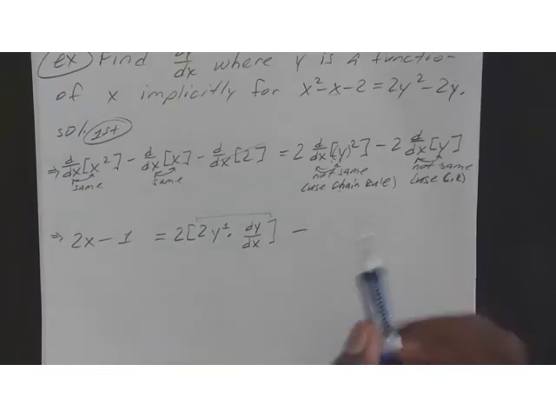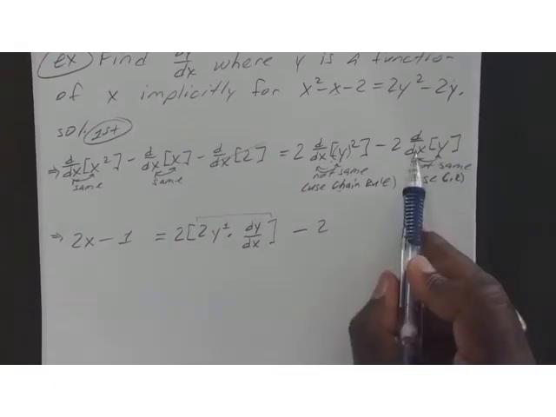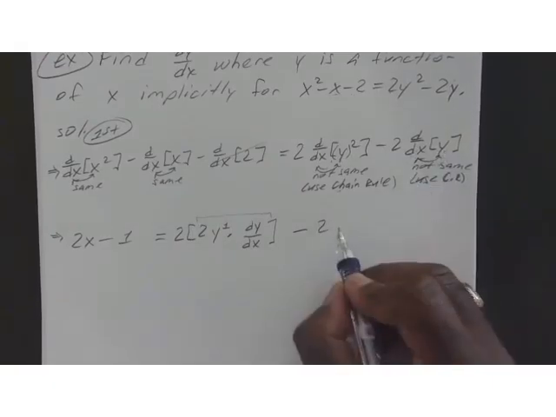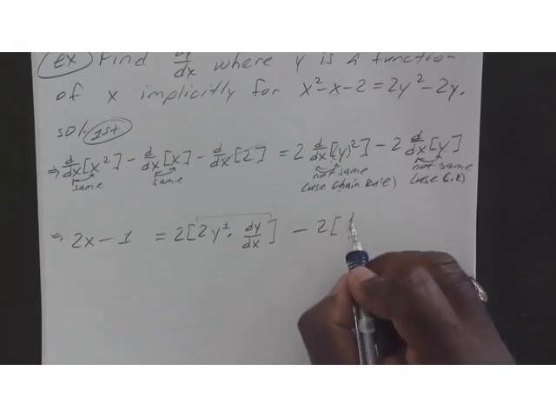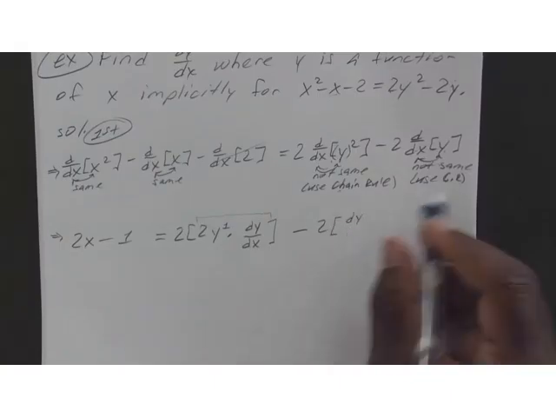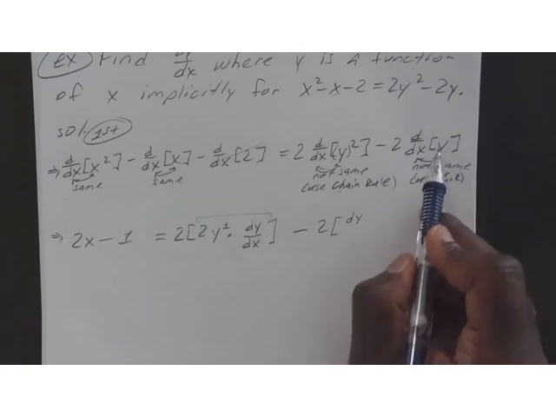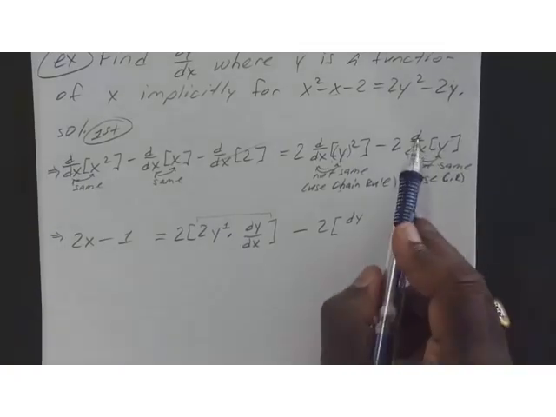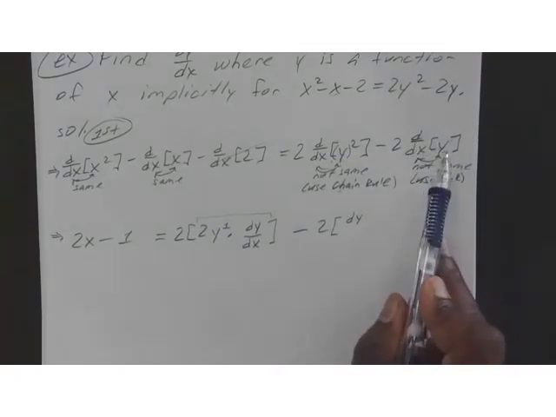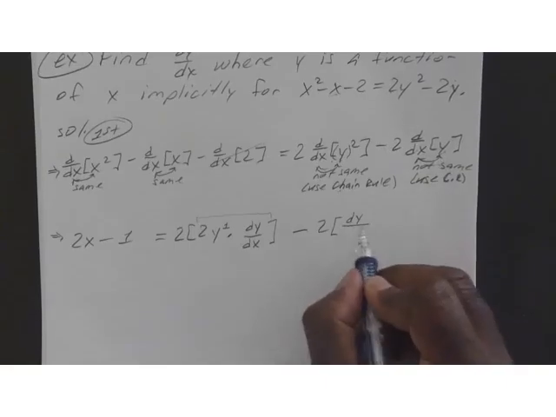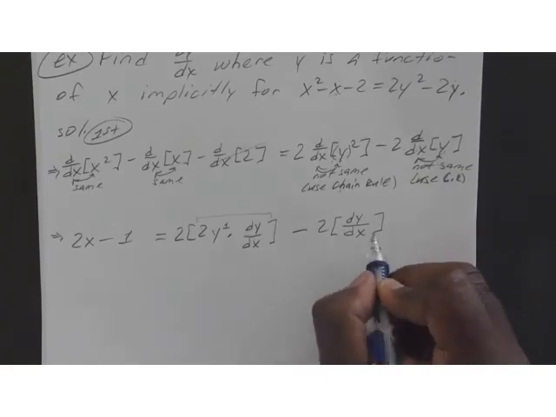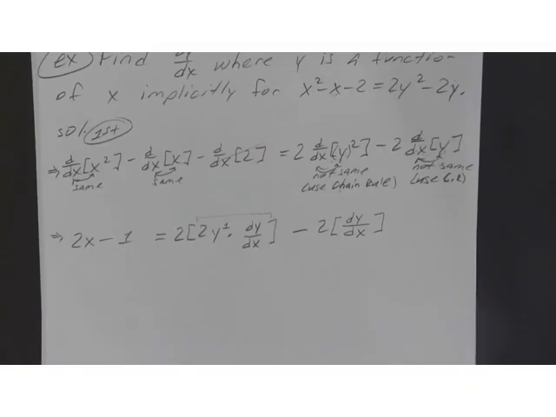Okay, minus 2 times the derivative with respect to x of y is our derivative of y. Well, you could say y to the power of 1, which is y to the power of 1 minus 1, which is 0. So this just becomes 1. So whenever you see the derivative with respect to x of just y, you can just rewrite that as dy dx, because using the chain rule, it'll just become dy dx times 1.